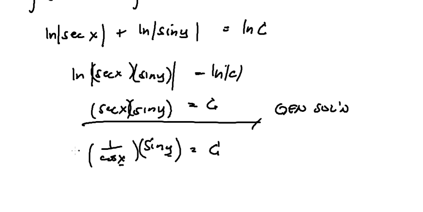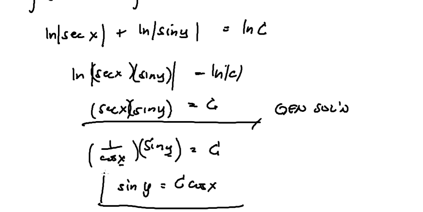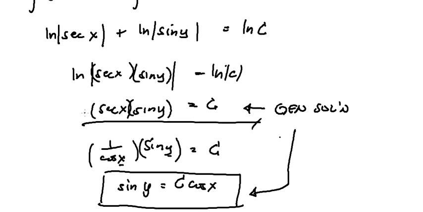But you can now multiply both sides by cosine x. So we have here cosine x divided by cosine x is just 1. So we are left with sine y is just equal to c times the cosine x. Okay. You can express our general solution in terms of this one. Okay, so it's up to you.